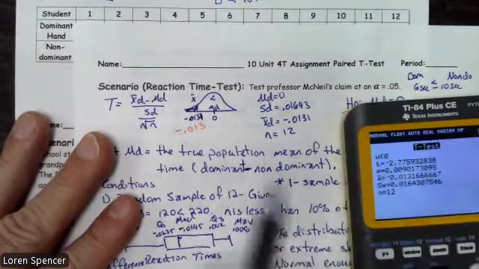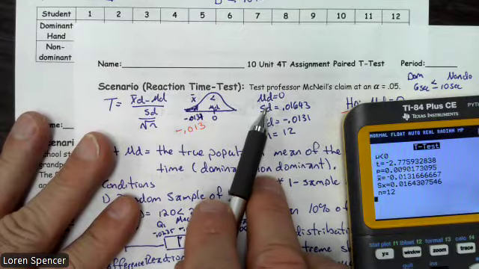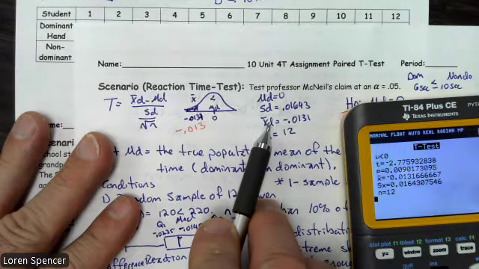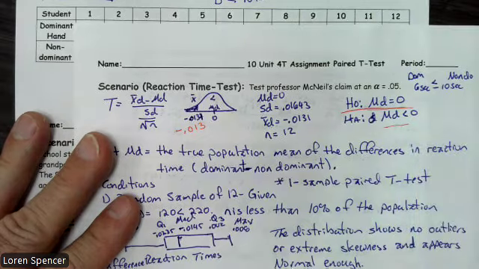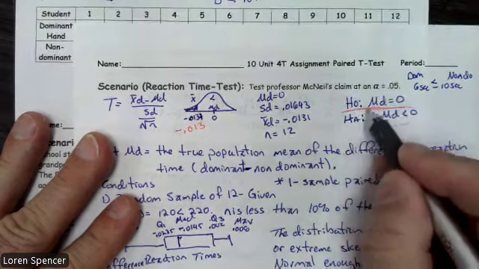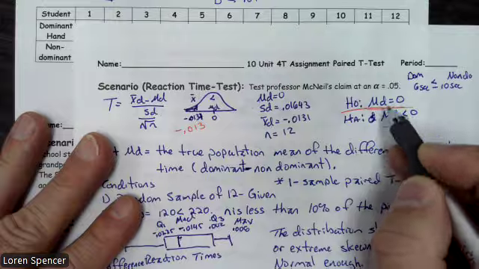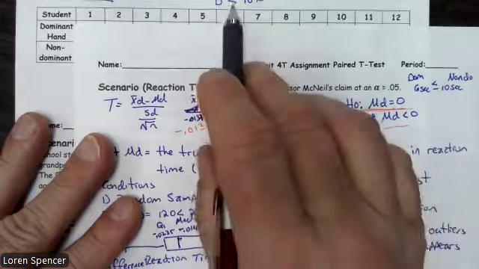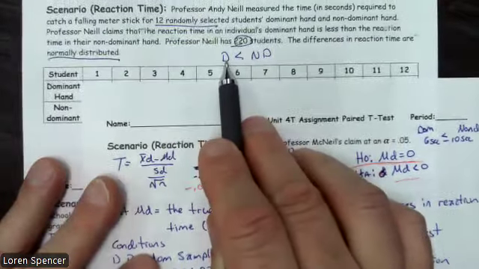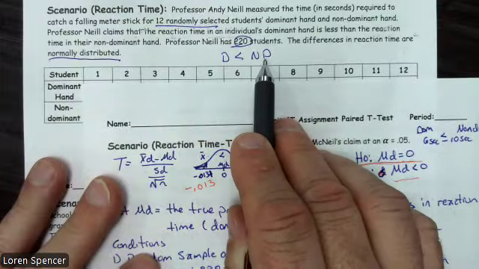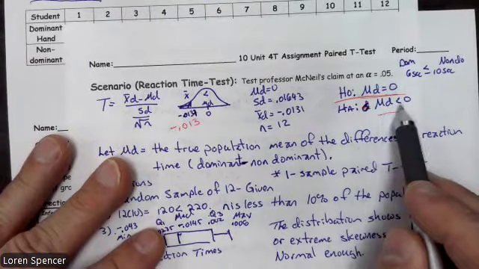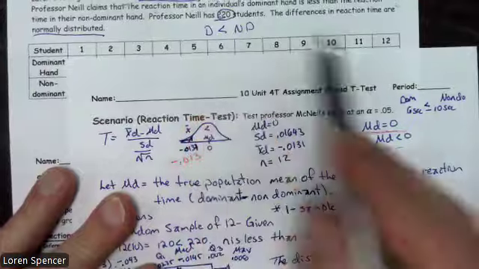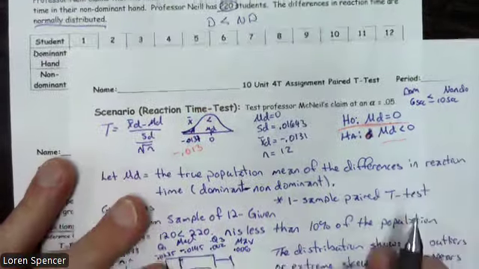Make sure you list all your important information, the mean of the differences, the standard deviation of the differences, x̄_d, and my sample size. So I have everything listed. We've previously said the null hypothesis is that there's no difference. The alternative, well, he said that it was faster. So the dominant hand took less time than the non-dominant. That's the claim. So the mean of the difference is less than zero. Just going dominant minus non-dominant tells me the order.